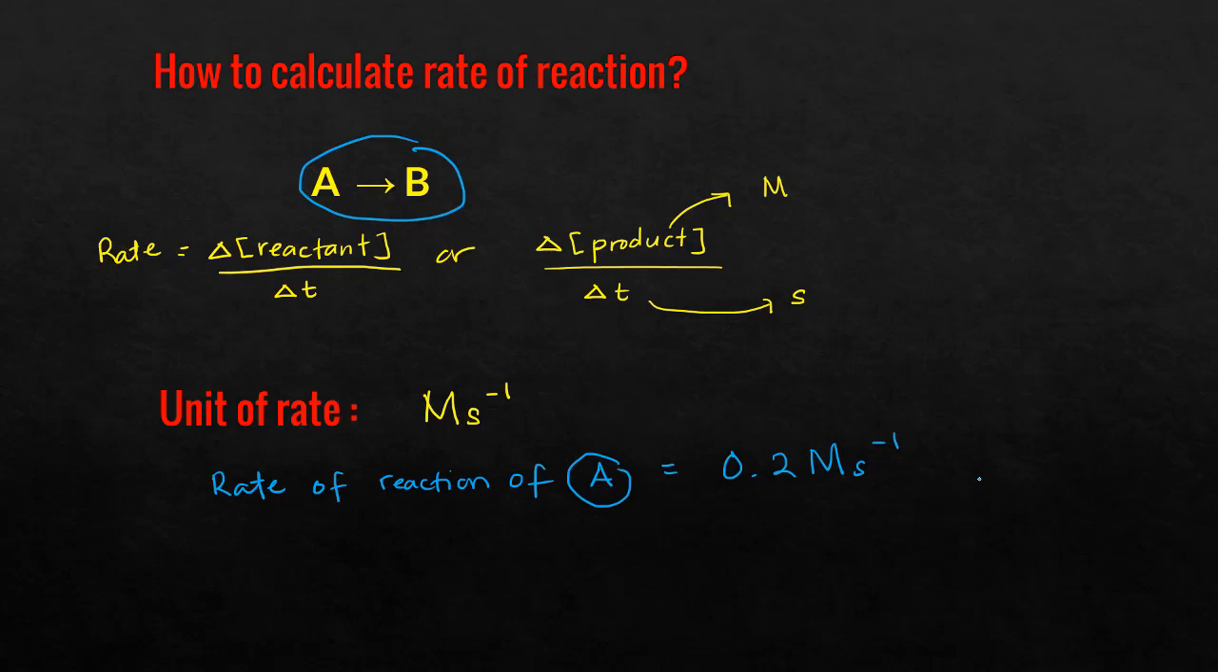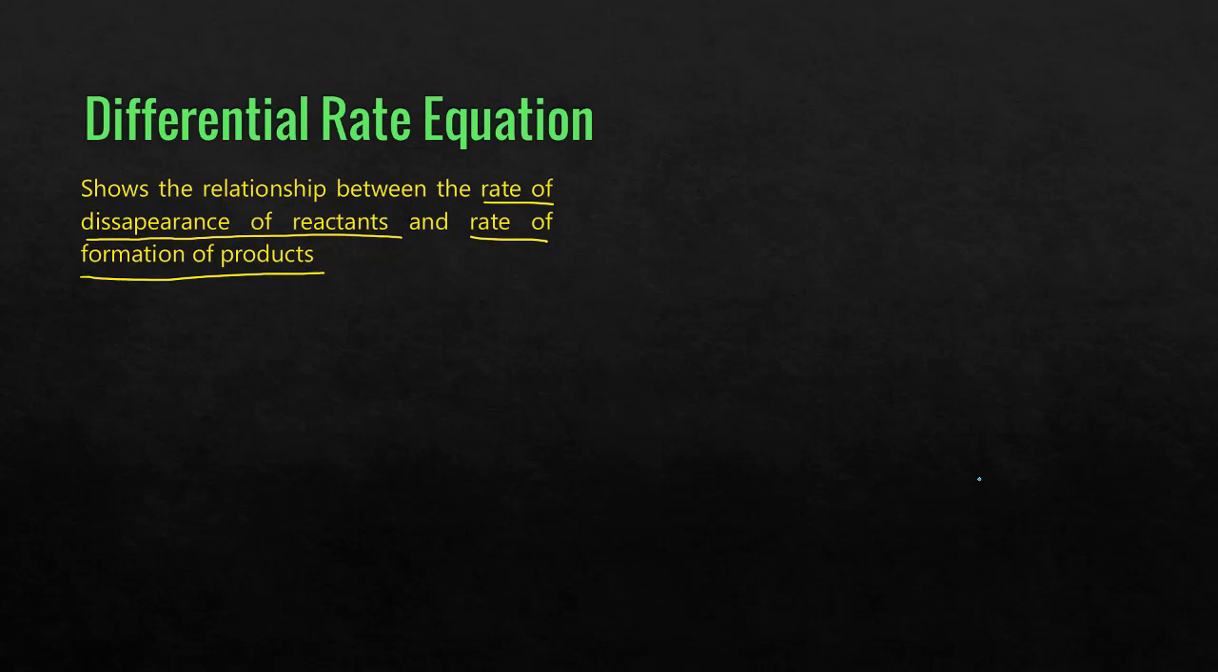Okay, so now let's focus to the main point here, or main topic. Okay, differential rate equation. It shows the relationship between the rate of disappearance of reactants and rate of formation of product. So dia menunjukkan kadar pengurangan reactant dan juga dia hubungkan, dia relate dengan kadar pembentukan produk. Alright. For example, let's say I have A converted to B. So, what is the relationship between the rate of disappearance of A and rate of formation of B? So, we can use differential rate equation to relate the rates. Alright? Okay, so basically how to write the differential rate equation?